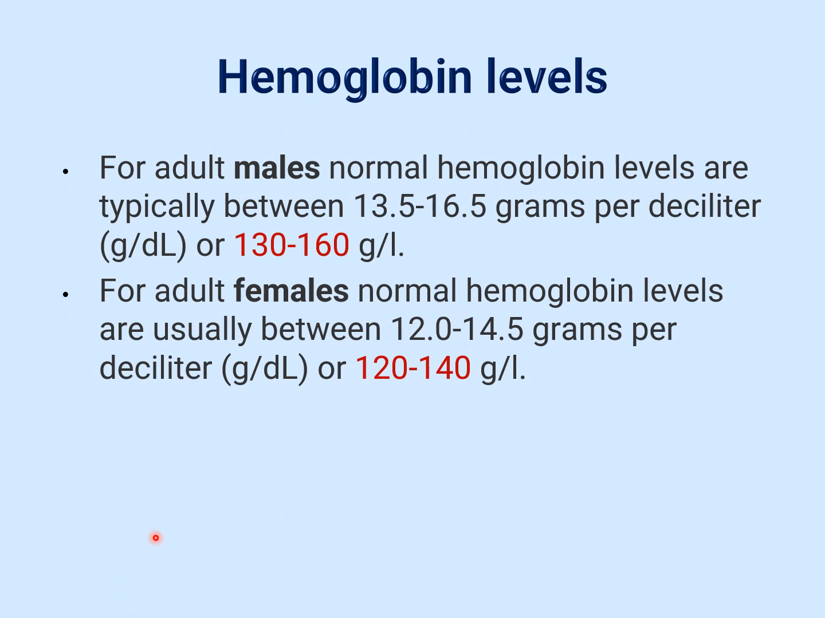First of all, about the concentration of hemoglobin in blood. For adult males, this concentration is from 130 to 160 gram per liter. In gram per deciliter, you can find this number, 13.5 to 16.5 gram per deciliter. For adult females, again, from 120 to 140 gram per liter. In gram per deciliter, this is 12 to 14.5 gram per deciliter. You must know these numbers.